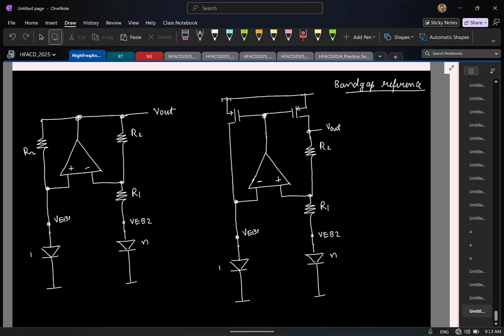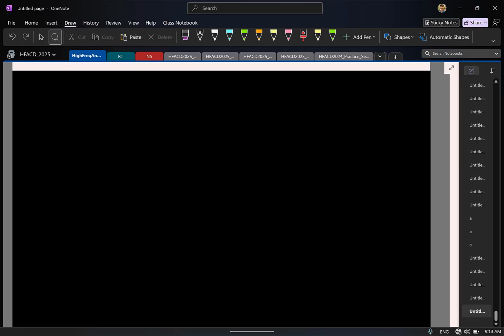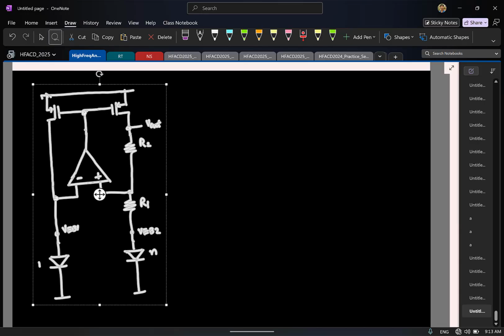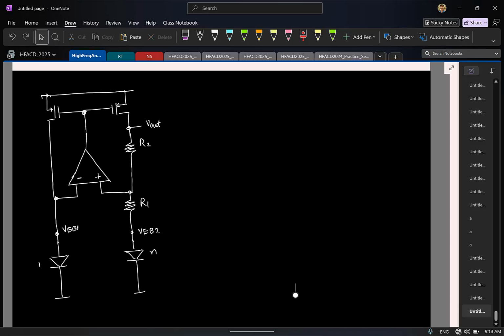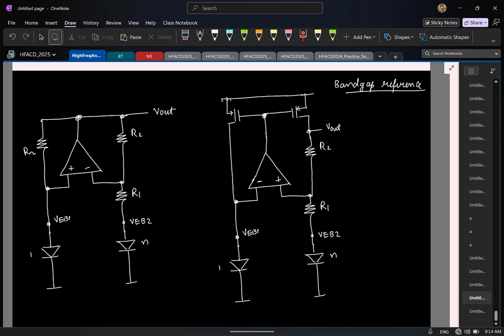Cool. So now this is a functioning and practically used bandgap reference circuit, but there are some limitations. Oh yeah, good question. She's saying that here I had R2, and here I conveniently didn't add it. So is it okay or not okay?